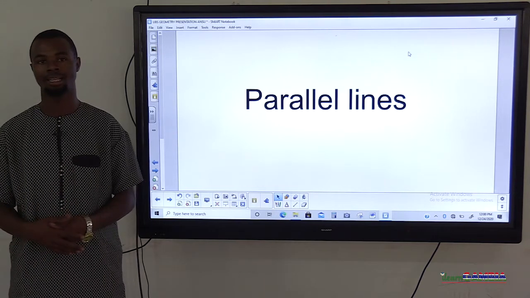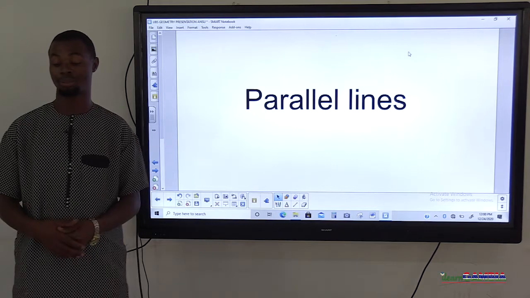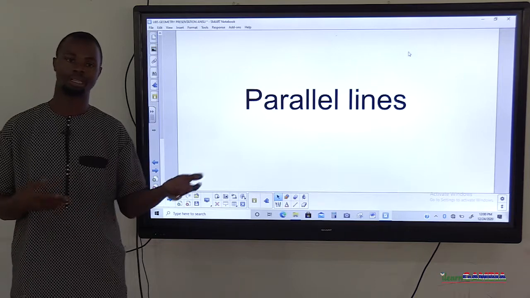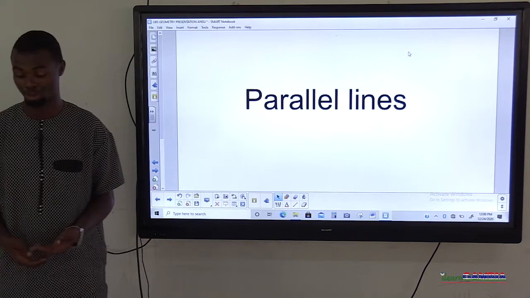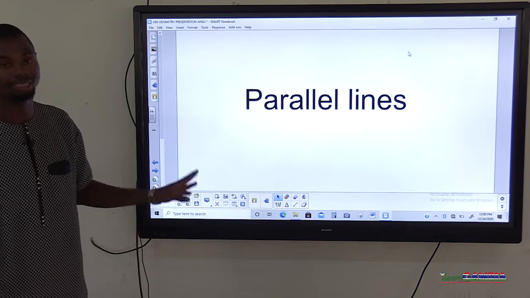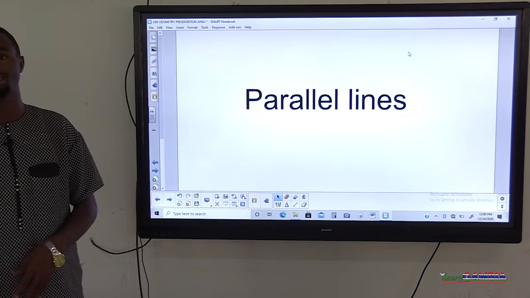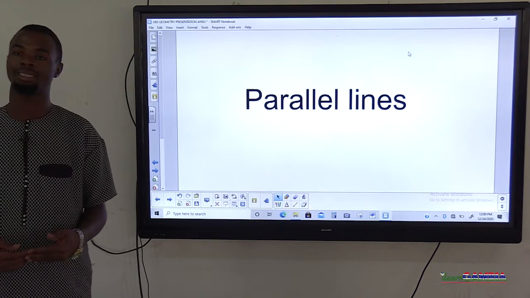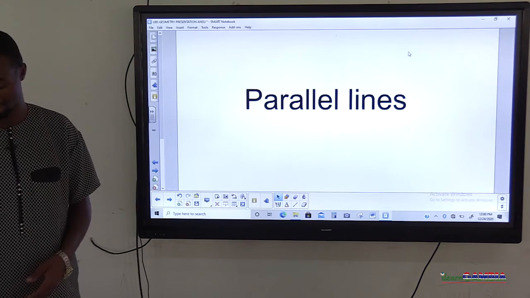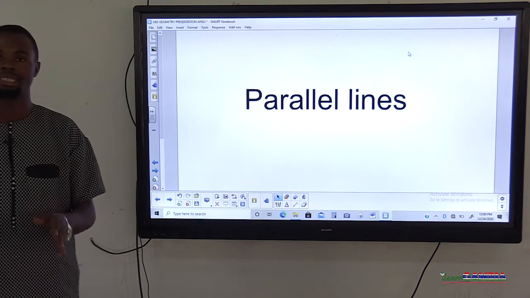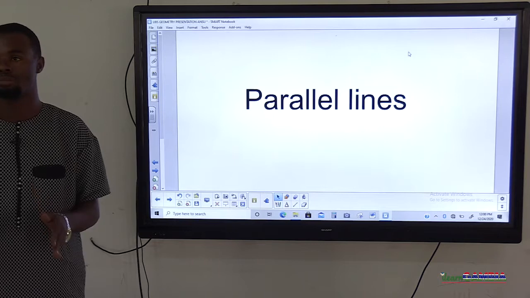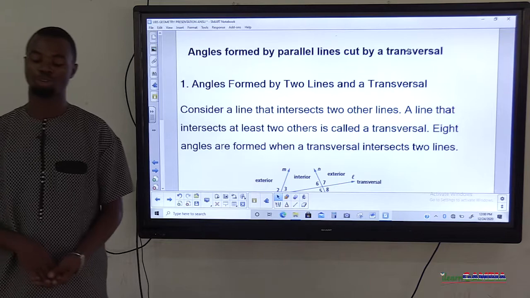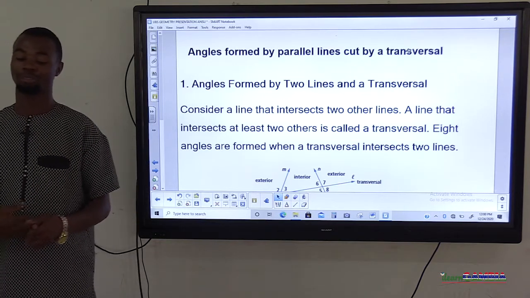are called parallel lines. So we will have angles formed on parallel lines. When the parallel lines are cut by other lines, we'll have angles formed. So we go forward. That is basically the definition of parallel lines. Lines in the same direction and the distance apart is always constant. Or we said the lines that never meet when they are on the same plane and moving in the same direction. Angles formed by parallel lines cut by a transversal.